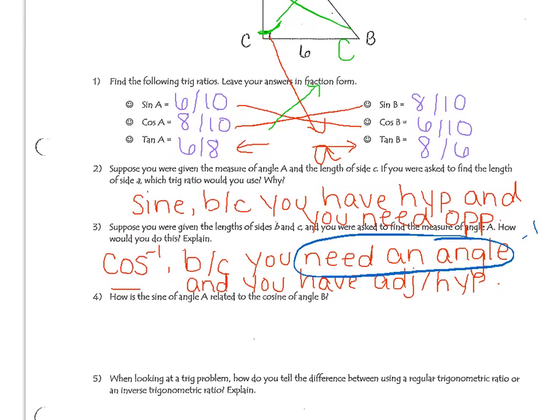Okay, how does the sine of angle A relate to the cosine of angle B? Well, that's what I was writing in up here. The sine of angle A is the same as cosine of angle B. Okay, so pretty simple there. We can just say they're the same.